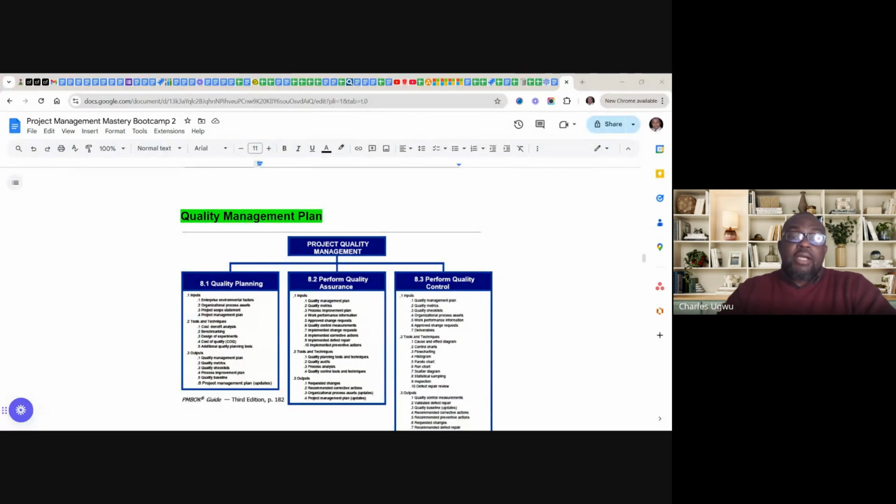In projects, it's very important to project management. It is very, very important to have a quality management plan. If you don't have a quality management plan, how do you measure the quality of output?